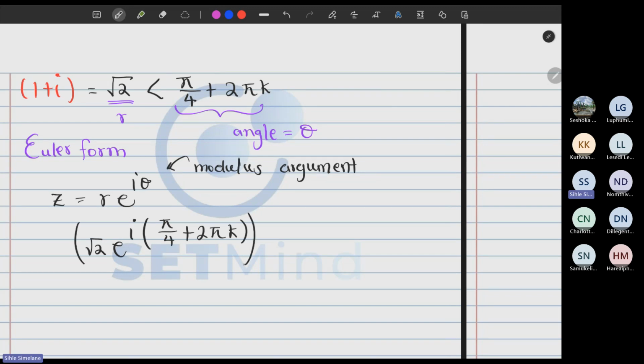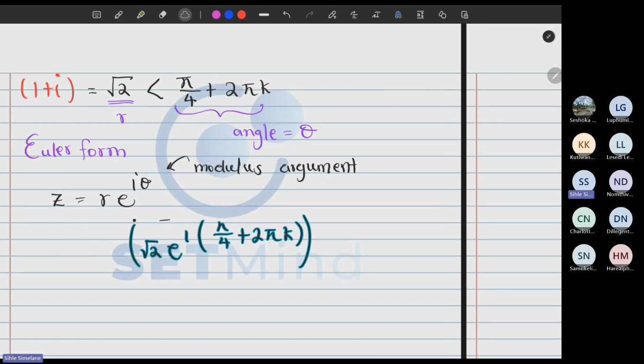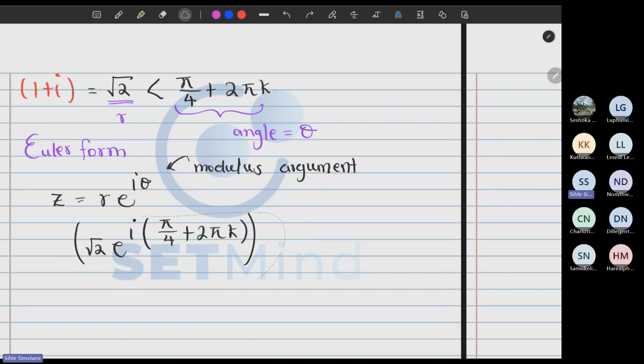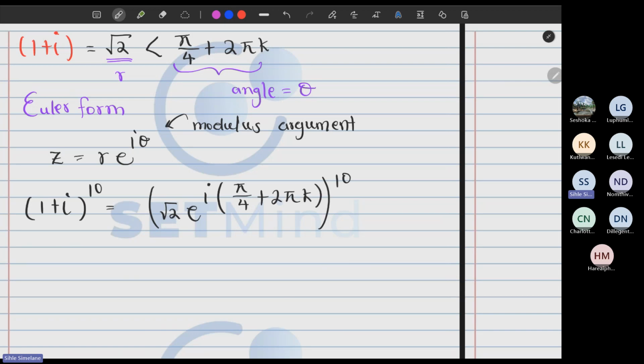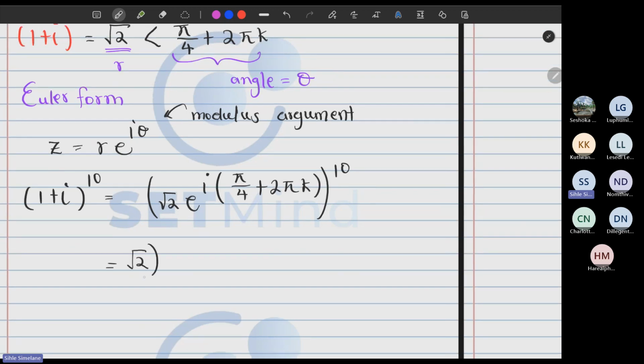And then if you look carefully, they had raised all of this to the power of 10, which is what we need to do to complete the question. So this was 1 plus i, but I need to put the power of 10. What I do on the left, I do on the right. So when I put in the 10, you will see that we'll have square root 2 to the power of 10, and then e to the i. The 10, when it goes to the exponential part, it multiplies. So that means we will have 10 pi over 4 plus 20 pi k.